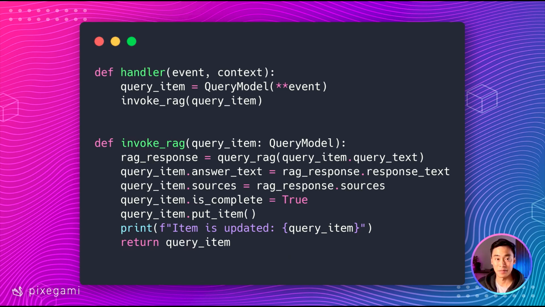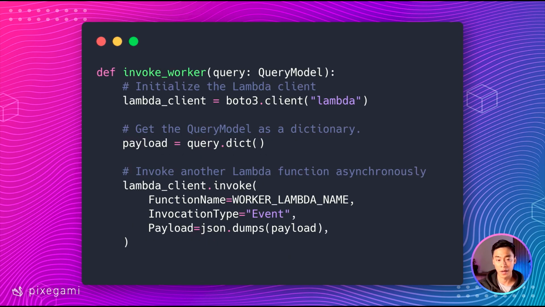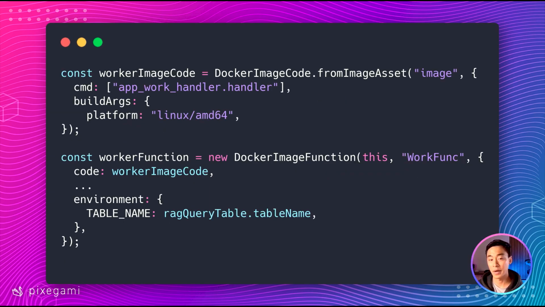Then back in the other part of our app, the API handler, we're going to create a new helper function that we're going to use to invoke this second worker Lambda function. So by setting this invocation type to event, the call will become asynchronous, and this function will actually return right away. The second function will start doing its work in the background. It's not going to wait for it to finish.